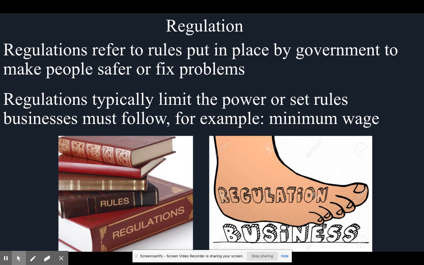Regulation. So regulations refer to rules put in place by government to make people safer or fix problems. Regulations typically limit the power or set rules businesses must follow, for example, minimum wage. So it really limits the power and sets businesses to a standard that they have to abide by or follow.